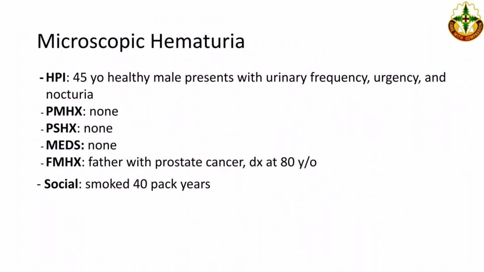Let's say we have a case. We have a 45-year-old active duty healthy male presenting with urinary frequency, urgency, and nocturia for about 3 days. Otherwise, he's a healthy male, he's not on any medication, he never had a surgery, he's not seeing a doctor for any conditions. In family medical history, he says that his father was diagnosed with prostate cancer at the age of 80 years old. And socially, it's really just remarkable for smoking 40 pack-years. Given this, what's your immediate differential? Can you come up with at least 5? Let's take a quick minute here.